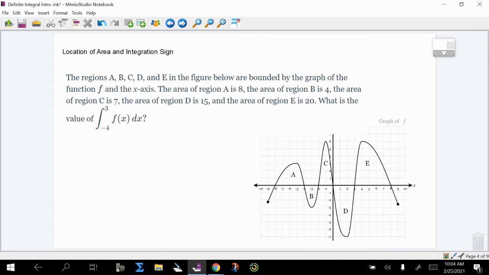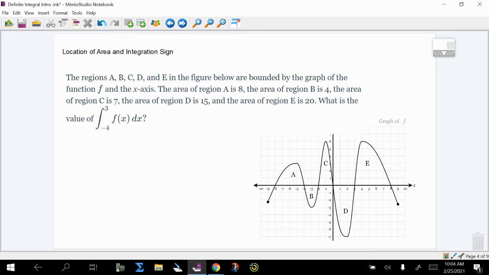Continuing with this idea of definite integrals and area representation, I want to show you some that are on Delta Math and talk a little bit about how the location of the area actually impacts what we know about the sign of the answer. When I say sign, I mean positive or negative, not trig. So when I have something like the picture that you see here, and we have all these different areas that are bounded, we have area A, B, C, D, and E.